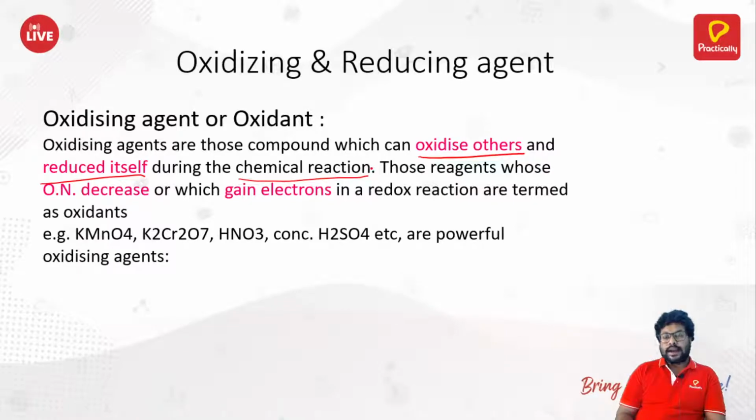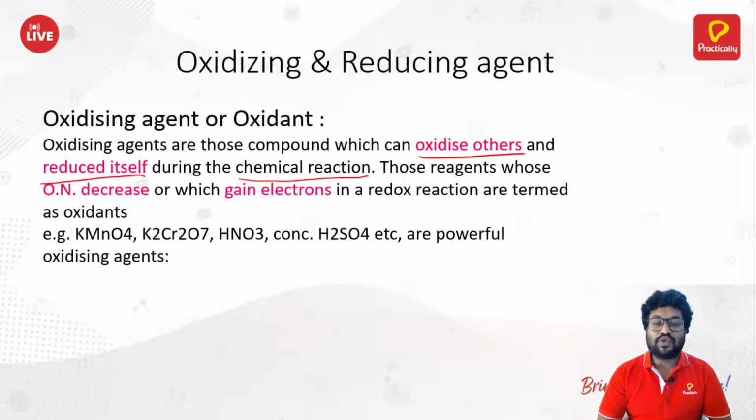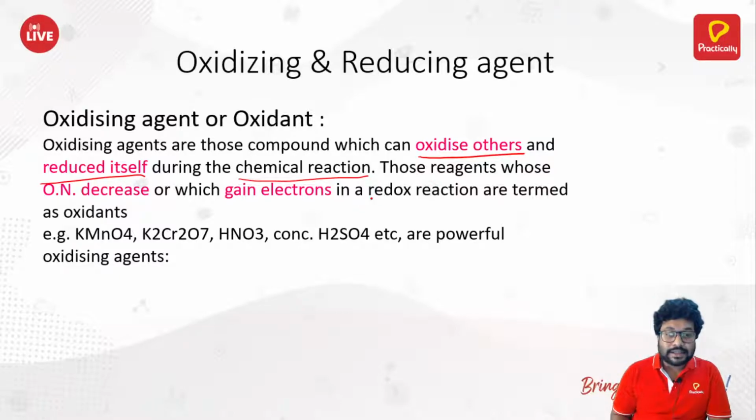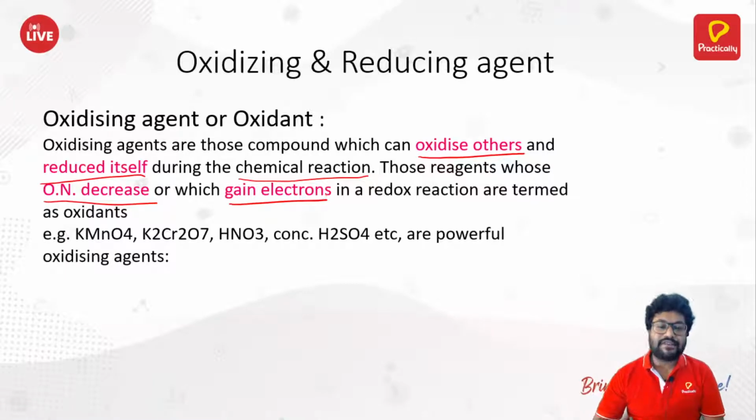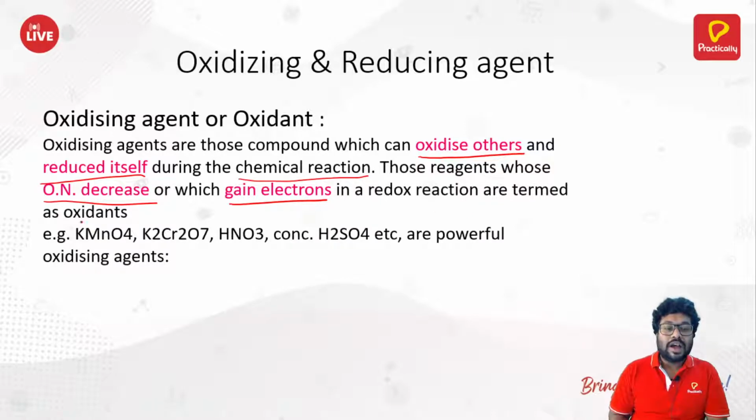Since they are oxidizing others, that means they are forcing other compounds to lose electrons. And since they are getting reduced themselves, that means they are gaining electrons. That is why these reagents' oxidation number decreases, because they are getting reduced. That is why their oxidation number decreases or they gain electrons. Now again, obviously we are putting the same thing in different words. If they are getting reduced, they have to gain electrons and they have to decrease their oxidation number also. So such species are called oxidants or oxidizing agents.